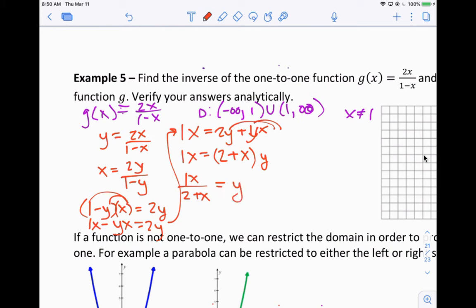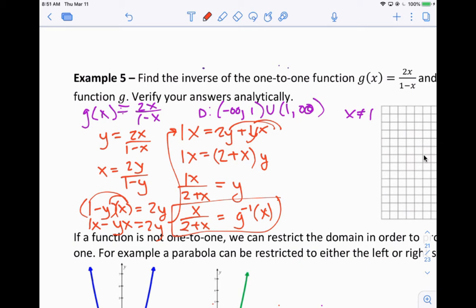All right, now hopefully that wasn't brand new, right? It's definitely still not easy, but it's something we have seen before this year. So there is our inverse function, x over 2 plus x equals g inverse. Cool. Now to use it to determine the range for the original domain.